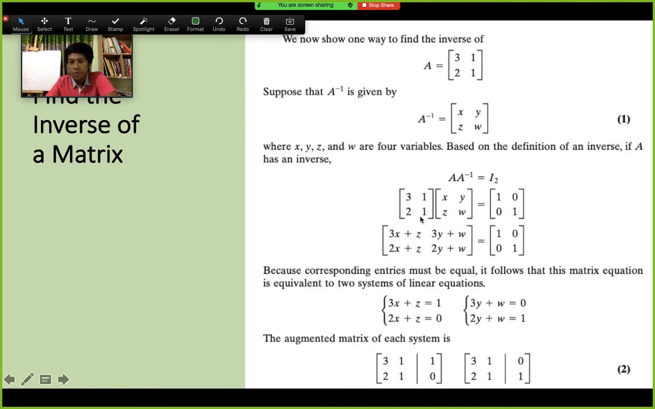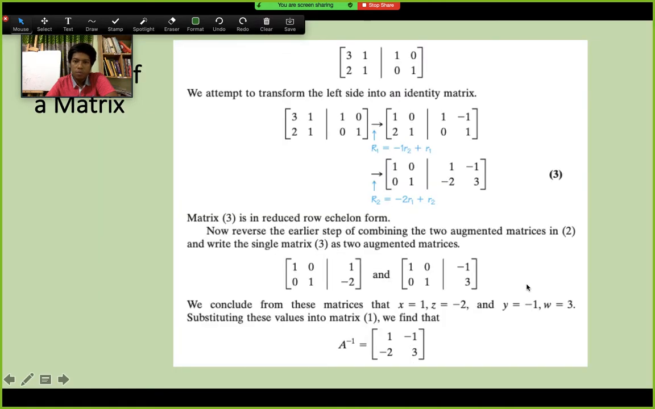So if you multiply it, then we get this, and then if we equate the corresponding terms, 3x plus z equals 1, 3y plus w equals 0, we can write it like this. Then from this equation we can convert it to augmented matrix form. Augmented matrix form is 3 here, 1 here, 1 here, then this, and then the number. But you see the 3 1 2 1 is the same number, so we can make them into one form, which is this.